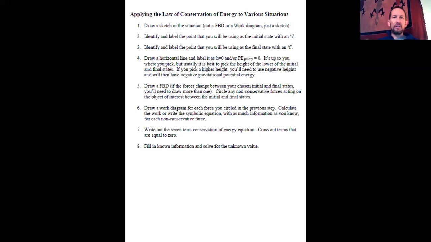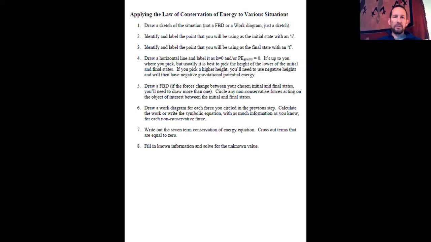Basically, it says the initial energy plus the work done by non-conservative forces is equal to the final energy. Now, the initial energy is calculated by three different terms: the gravitational potential energy, the spring potential energy, and the kinetic energy. And the same thing for the final energy. So the equation ends up being seven terms.